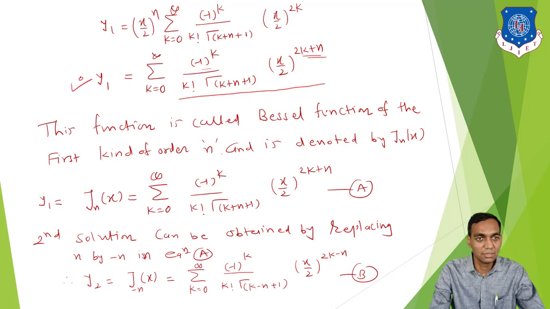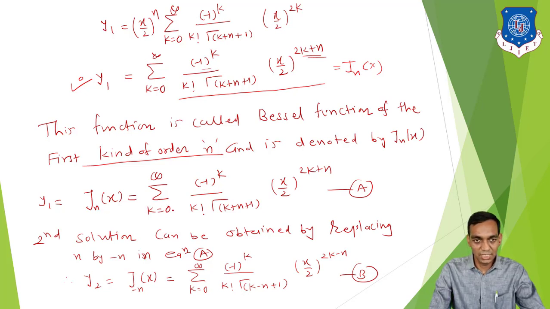Now this is the Bessel's function. This is called the Bessel's function of first kind of order n. This is the nth order Bessel's function, and this is denoted by Jn. So y1 is equal to Jn of x is equal to sigma k running from 0 to infinity minus 1 raised to k upon k factorial into gamma k plus n plus 1 into x by 2 raised to 2k plus n.